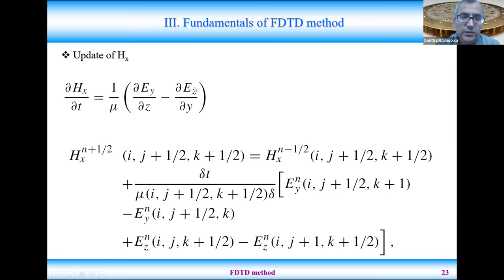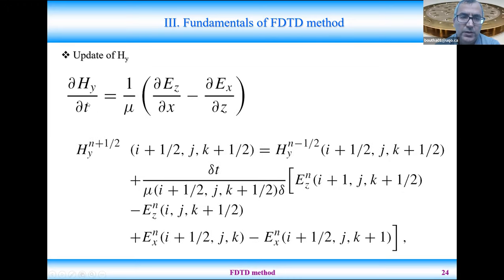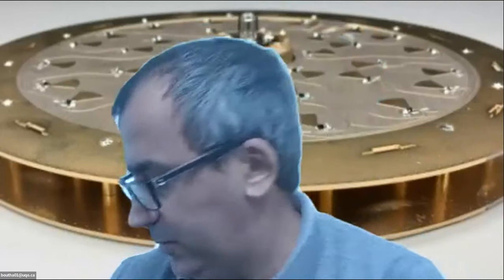By resolving the first equation and using central finite difference, we got the equation of update of hx. We can do that for the second equation for hy. So I will not show all the details of how this equation is calculated. It's exactly the same technique, but I can show how we get the position hy. Well, let me stop sharing here and I share again.